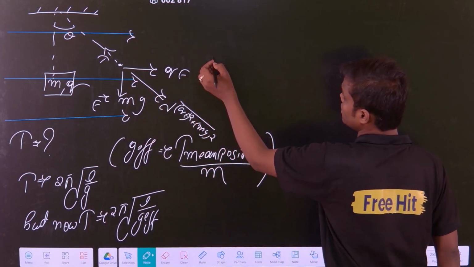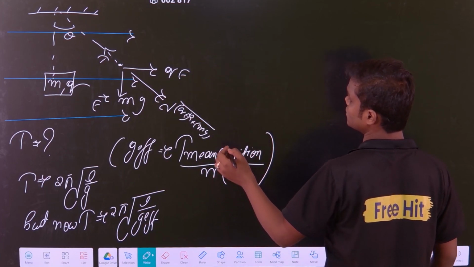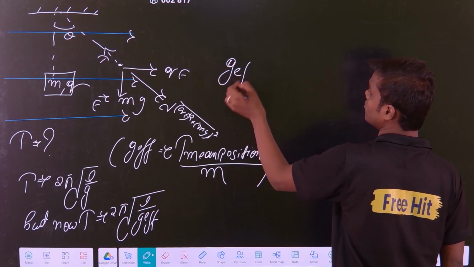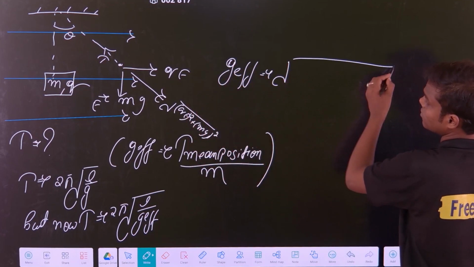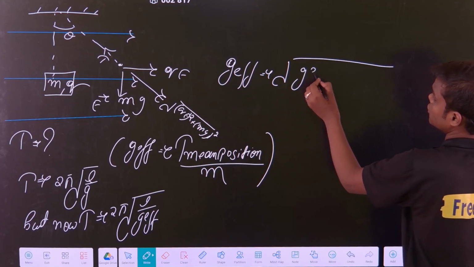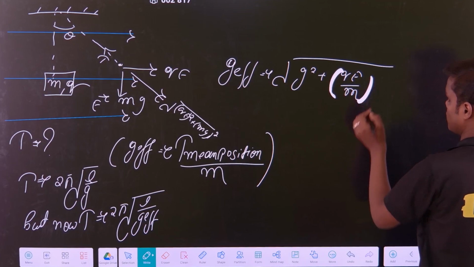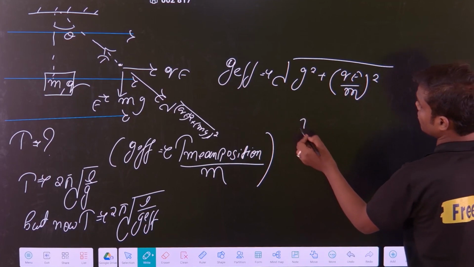So what is my g effective? If I calculate it, I simply have to divide by m. So it will become under root of g square plus (QE by m) square. So my time period will be 2 pi root of L by g effective.